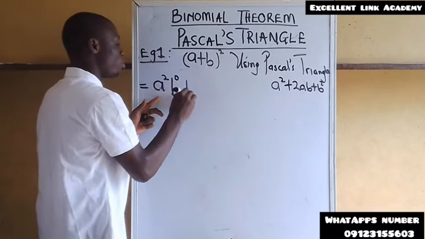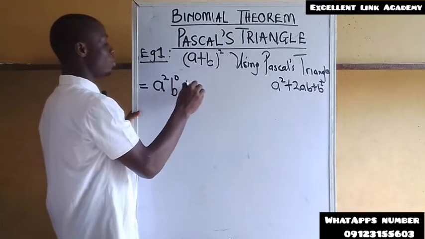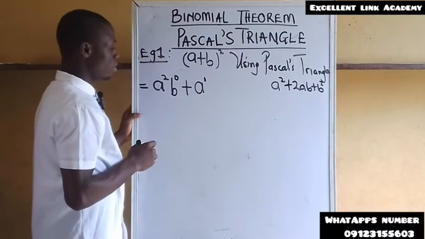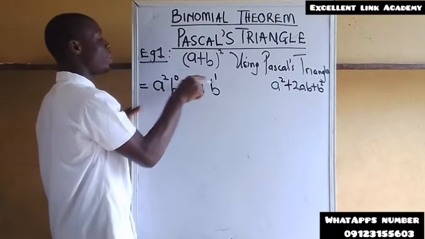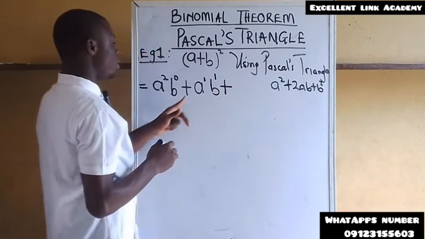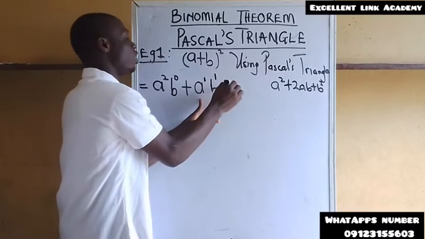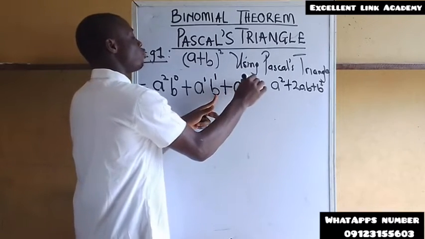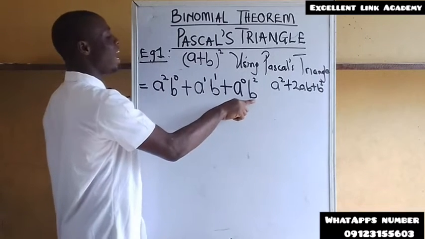Next up, put a plus. We said reduce A by 1. So A, if I reduce A by 1, I have A to the power 1. Likewise, B, increase B by 1, I have B to the power 1. This is 0 plus 1 is 1. Next up, plus. Reduce A by 1. That is 1 minus 1, that's what? 0. A to the power 0. Increase B by 1. That becomes B to the power of 2.